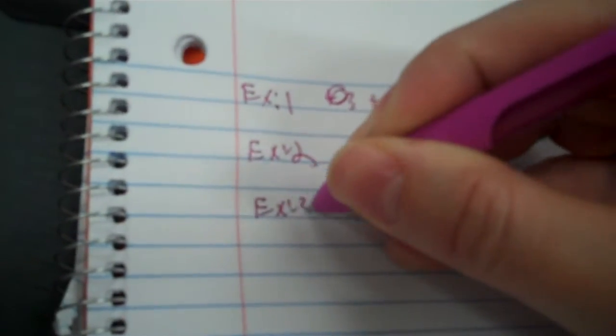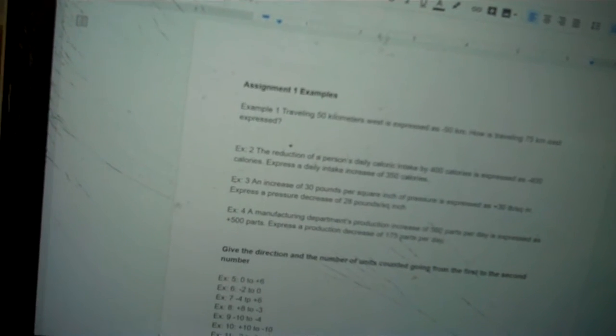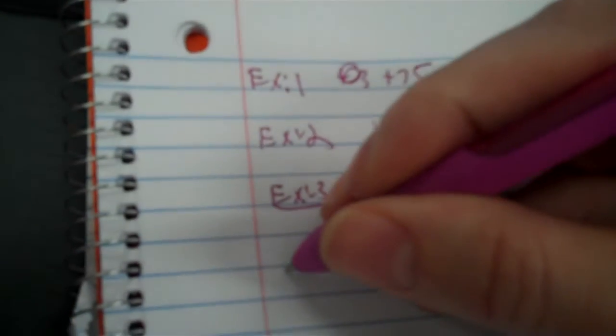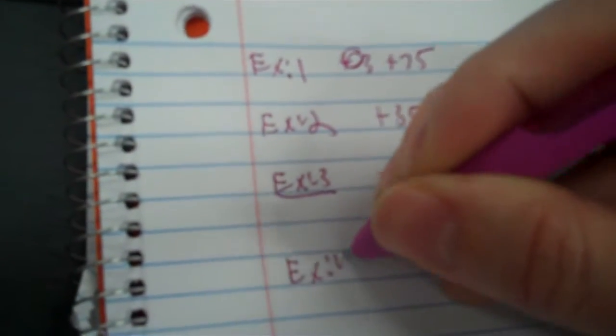Okay, example 3. An increase of 30 pounds per square inch of pressure is expressed as positive 30 pounds per square inch. Express a pressure decrease of 28 pounds per square inch. Okay, so increase is positive, decrease is negative. Just put negative 28. I don't really care about the labels at this point, okay.